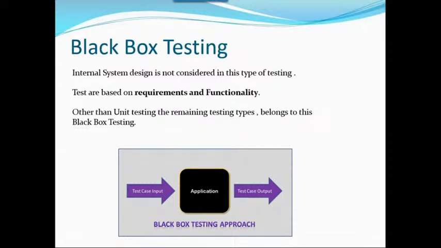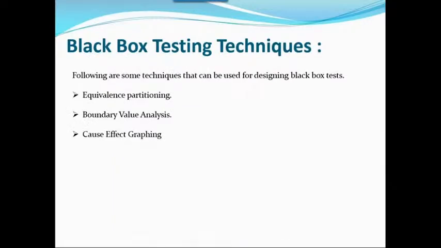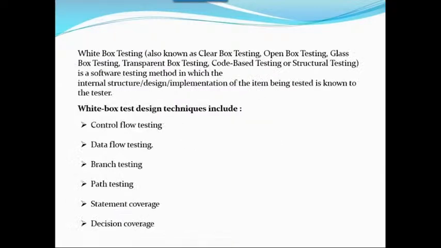Other than unit testing, I told you, unit testing is done by the developer. Other than unit testing, the remaining types belong to what? Black box testing only. So in real time, we are the black box testers. We are the functional testers. We need to check the functionality, and we need to check whether the application is working as per the given requirements and functionality. Okay, is it clear? Does anybody have any questions? It's very, very important.